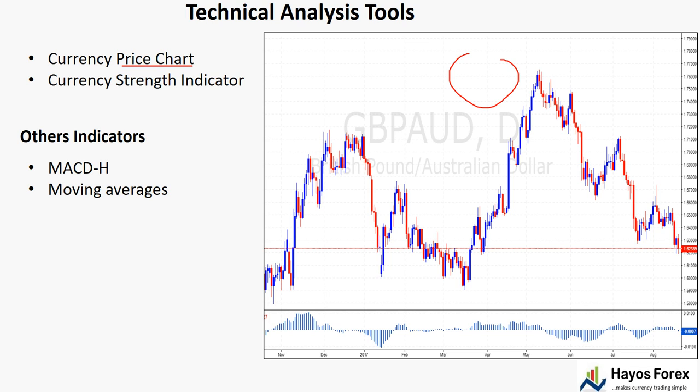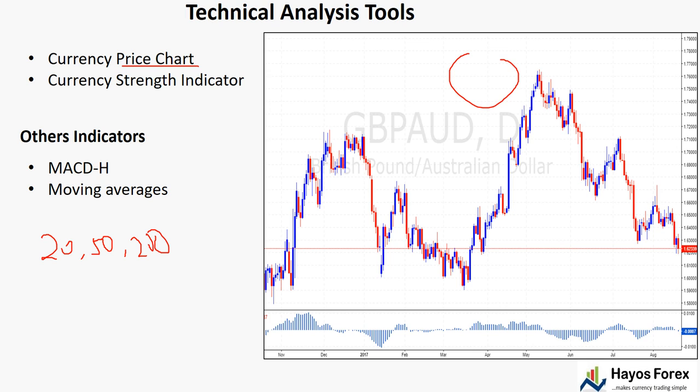What we need, the price charts, followed by the currency strength indicator that I will discuss in more detail later. Other indicators which are not necessary but are good if you can have them are the MACD histogram and also the moving averages. Generally, I add 20 EMA, 50 EMA, and also the 200 to see the momentum.